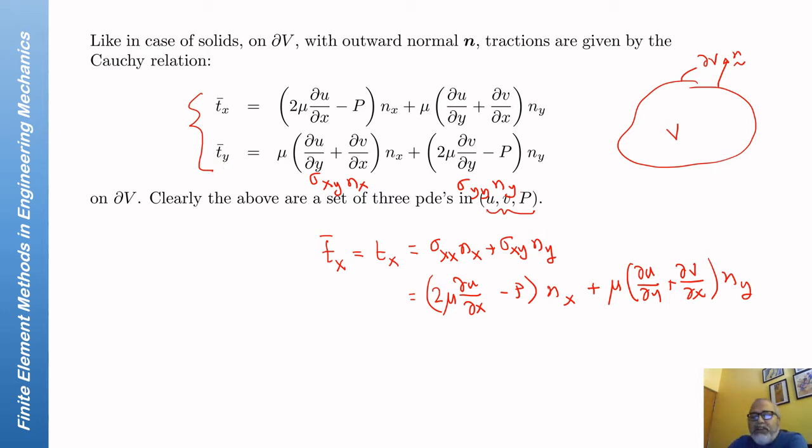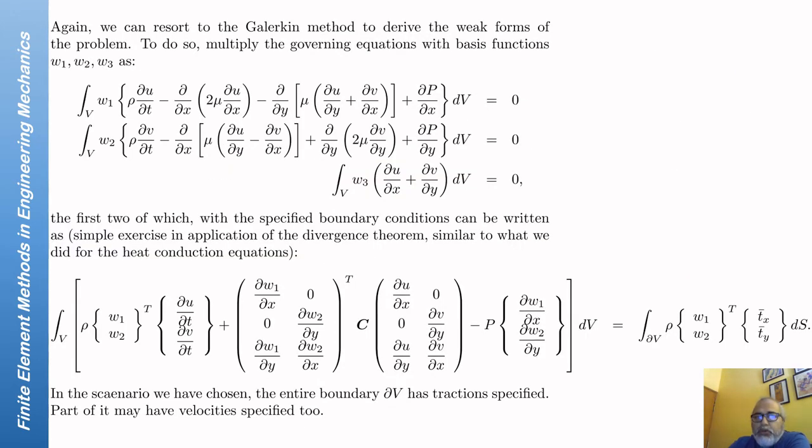Now, once we have all the boundary conditions and the differential equations lined up, we can apply the Galerkin principle. To apply the Galerkin principle, we will take three basis functions, w1, w2, w3, for the three equations. This is the first equation that we had, this is the second one, and this is the continuity equation. We multiply them by w1, w2, w3.